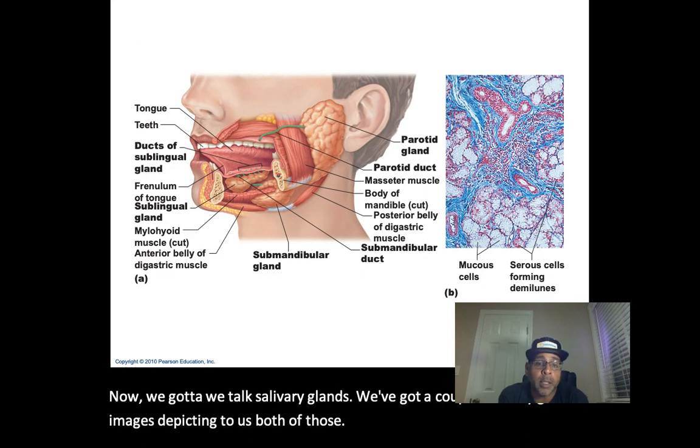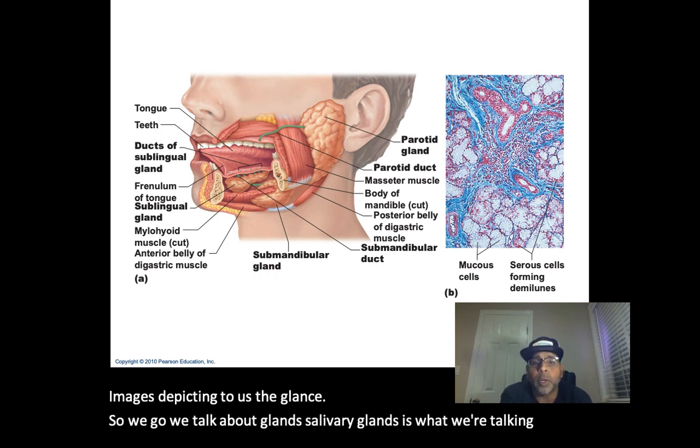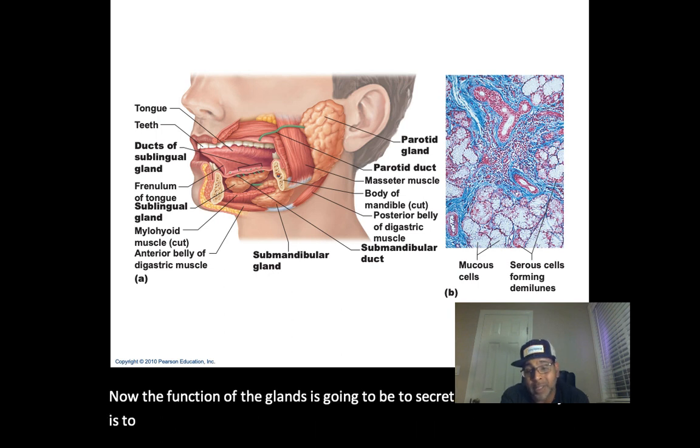Images depicting to us the glands. So when we go through, we talk about glands. Salivary glands is what we're talking about. Now the function of the glands is going to be to secrete saliva. So their job is to secrete saliva. Then what does saliva do for us?